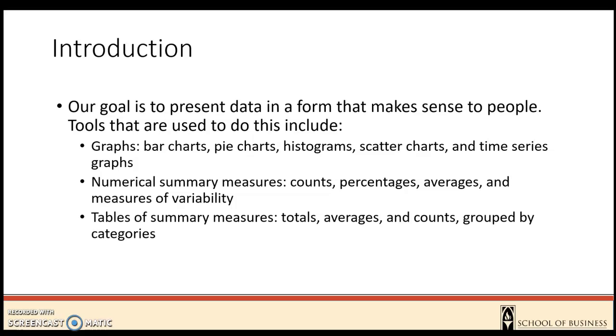And so the way that we're going to do things is we're going to use a lot of graphs, because a picture is really worth 1,000 words. Bar charts, pie charts, histograms, scatter plots, and time series graphs. We're going to talk about a lot of numerical summary measures in this class. Counts, percentage, averages, and measures of variability. And then tables of summary measurements, so totals, averages, counts. All of these grouped by category. So this is through the entire class. This is the kind of stuff that we're going to be learning to do and look at.